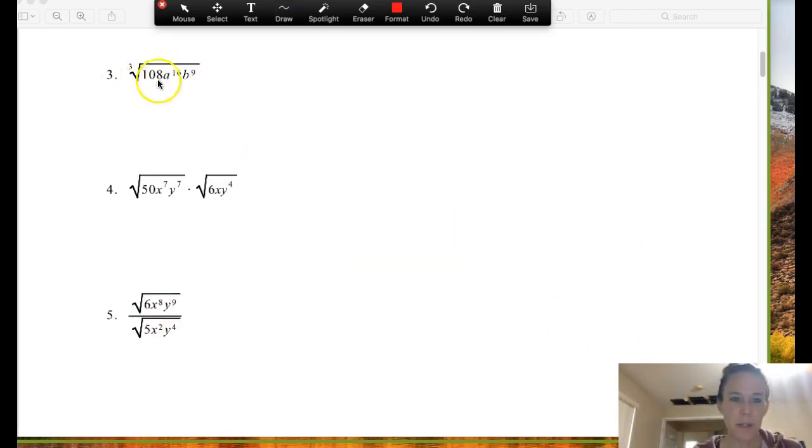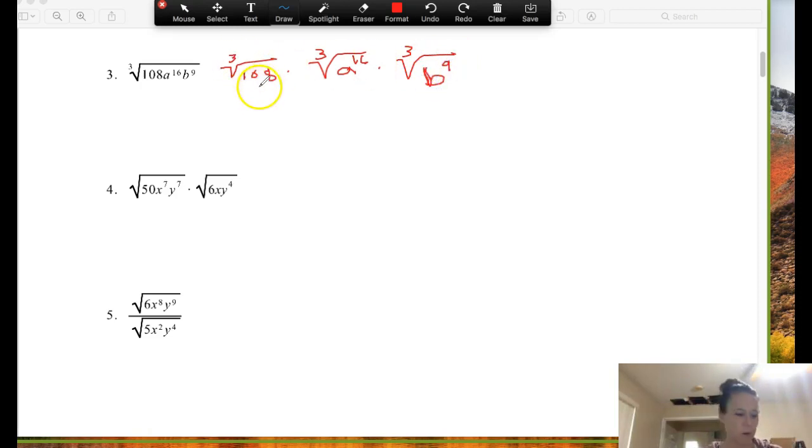All right, let's see if breaking this one apart helps me at all. I've got the cube root of 108. And I want to multiply that by the cube root of a to the 16th. And then the cube root of b to the 9th. All right, let's look at these. The cube root of 108.